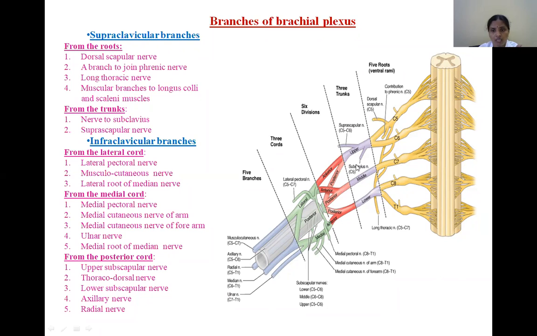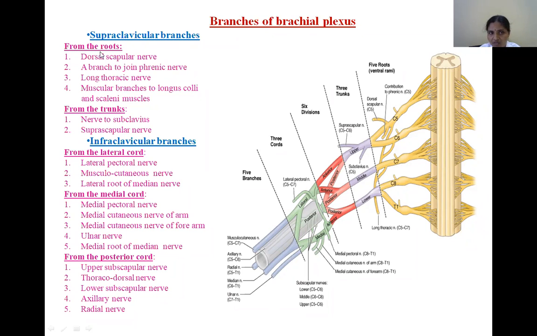So the branches from the roots and branches from the trunks are considered supraclavicular branches. That means we can appreciate these branches in the posterior triangle. Whereas infraclavicular branches are those derived from the cords. There is no branch from the divisions because the divisions unite to form cords only, right? So these cords are appreciated if we dissect the axilla.